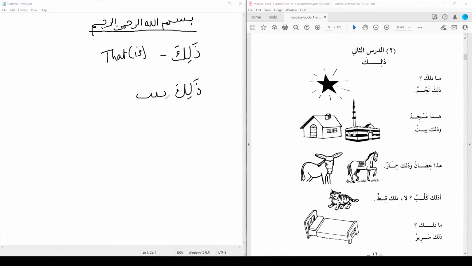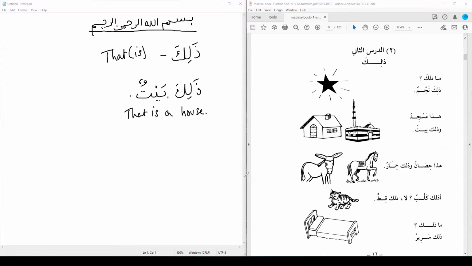بَيْتٌ. That is a house. So in this situation, when you say ذَلِكَ بَيْتٌ, that is a house, the meaning is that the house is slightly further away from you.